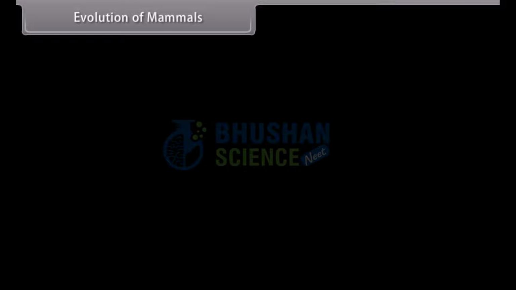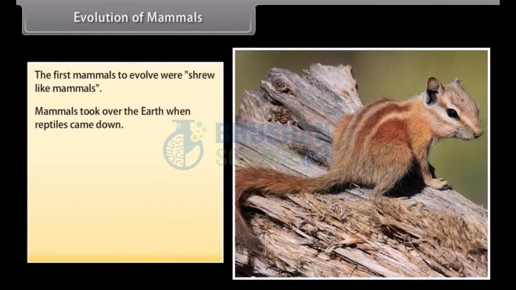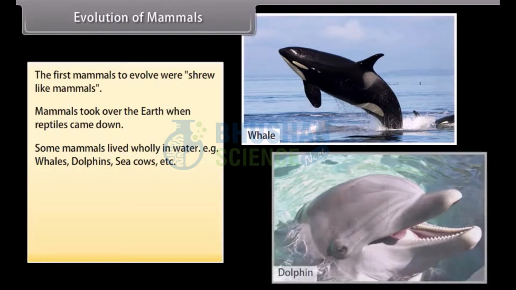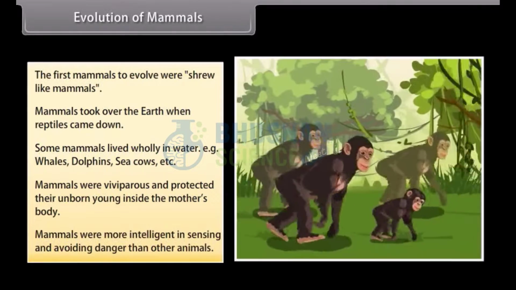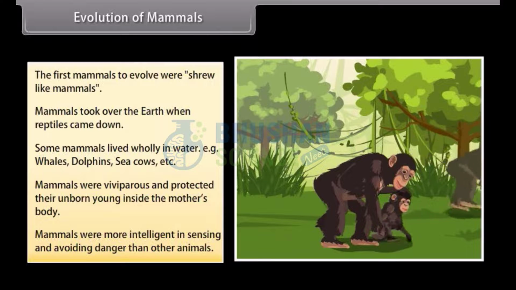Evolution of mammals. The first mammals to evolve were shrew-like mammals. Mammals took over the Earth when reptiles came down. Some mammals lived wholly in water, for example, whales, dolphins, sea cows, etc. Mammals were viviparous and protected their unborn young inside the mother's body. Mammals were more intelligent in sensing and avoiding danger than other animals.